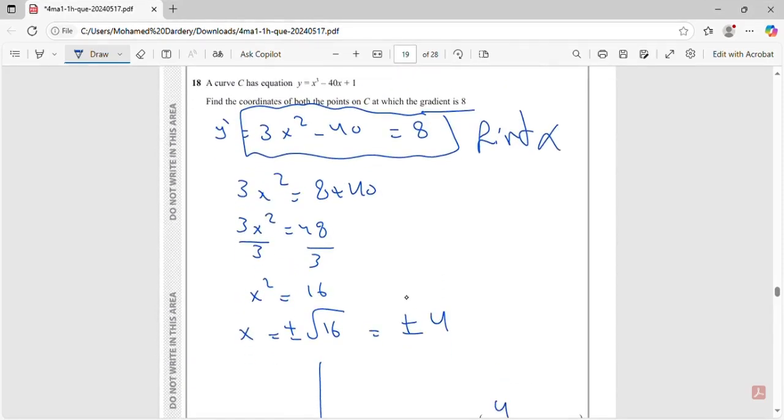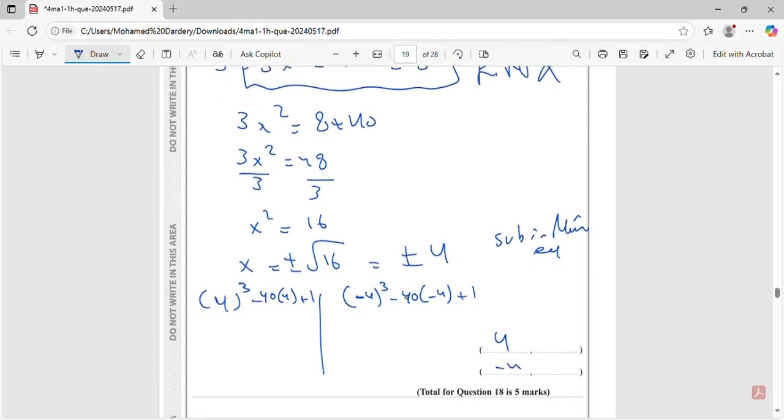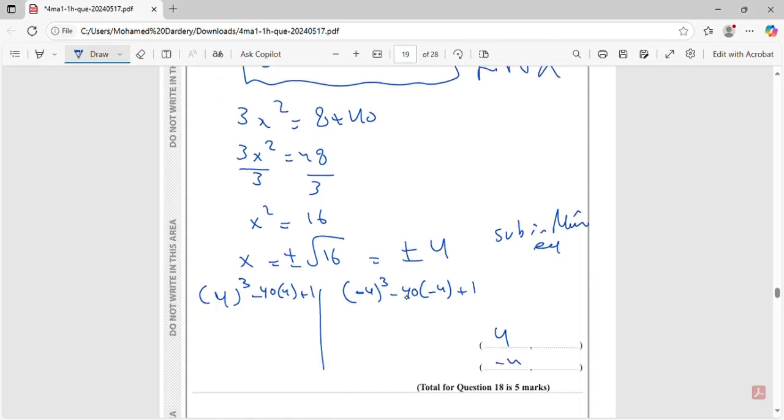apply these in the equation. So I have x power of 3, applied of course in the main equation. So substitute in the main equation. It will be here 4 power 3 minus 40 multiplied by 4. Of course, this is all plus 1. And here it will be negative 4, all power 3, minus 40 multiplied by negative 4. This is all plus 1. In case of 4, it will equal negative 95. In this situation, it will equal 97. So negative 95 and here 97.